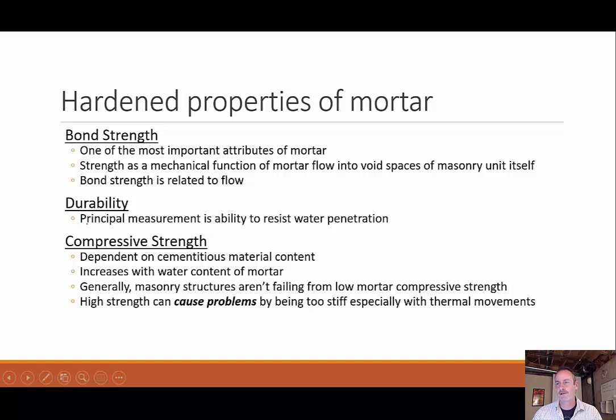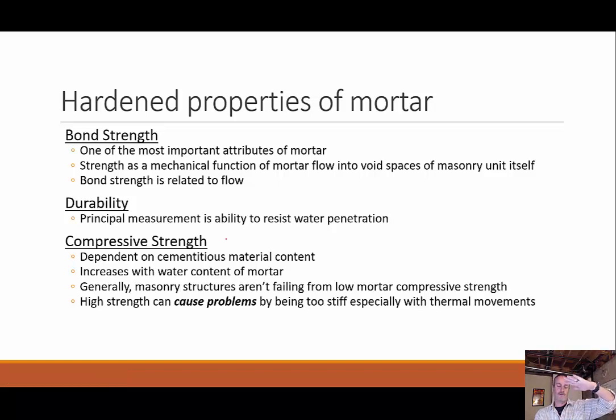We can look at the durability. So basically, the biggest issue with durability is water penetration. If I have water going into my mortar, it could have some freezing and thawing and, in essence, crack out all of my mortar. And then last but not least, my compressive strength.